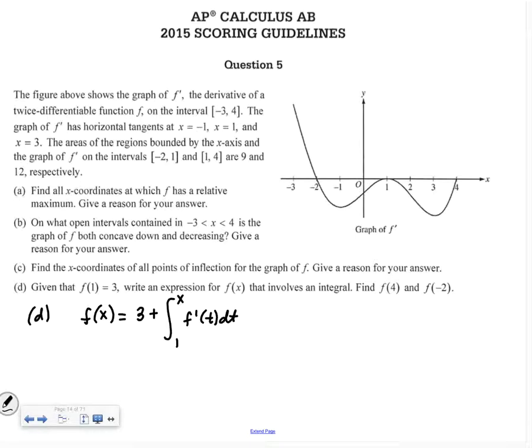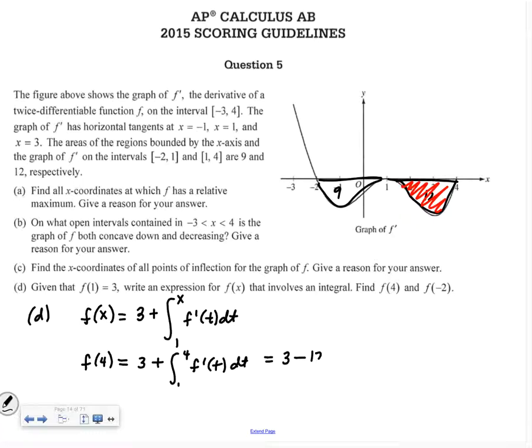So we want to find f of 4 and f of -2. So f of 4 is going to be 3, and then the integral from 1 to 4 of f prime of t dt. So this is where these areas that they gave us come into play. They said the area of the first one was 9, the area of the second one was 12. So if I'm adding in the integral from 1 to 4, that's right here. But that's a negative amount. It's below the axis. So what we would get is 3 minus that 12. So your answer would be -9.